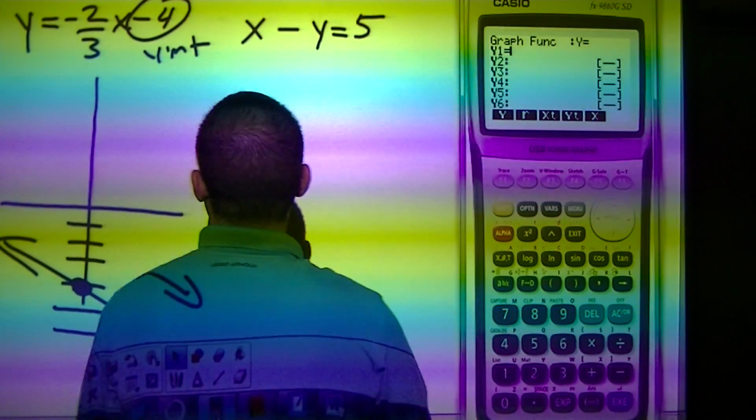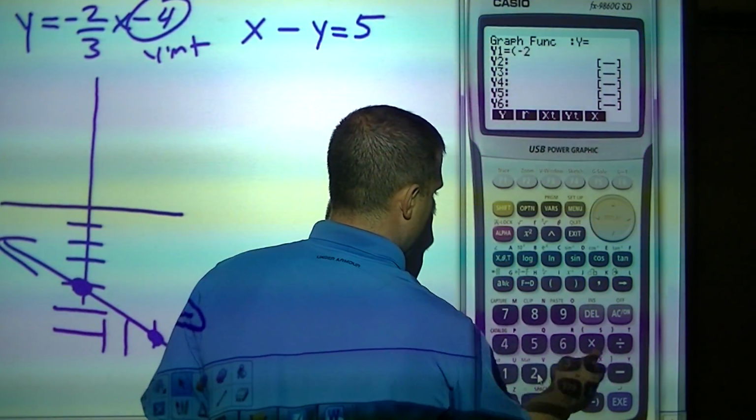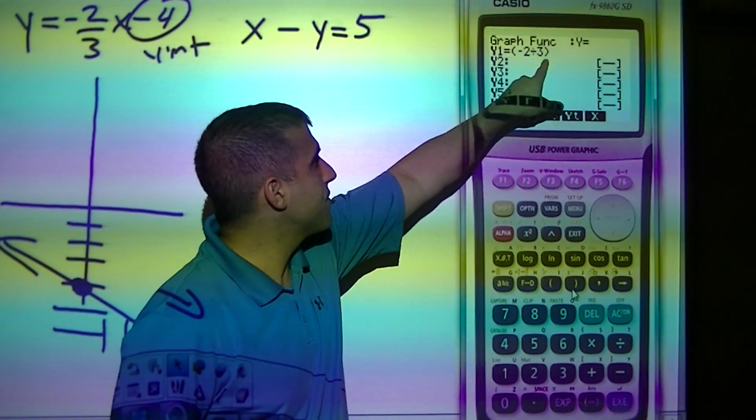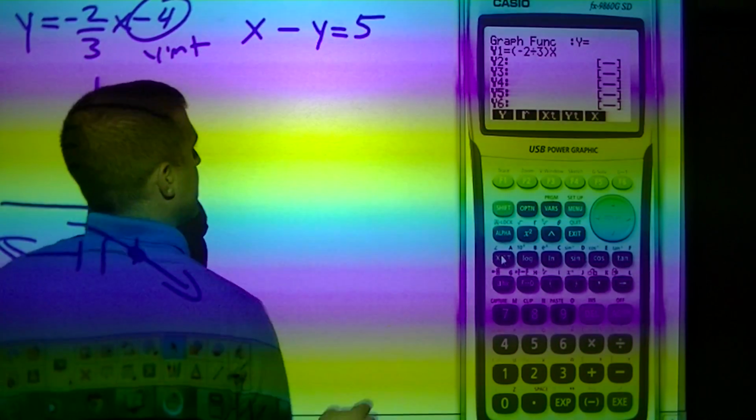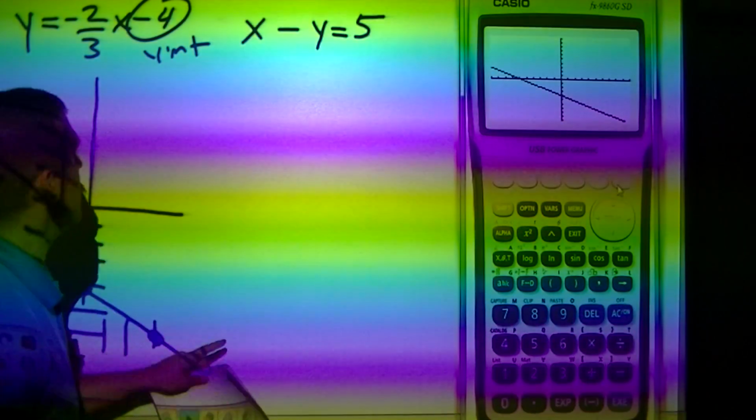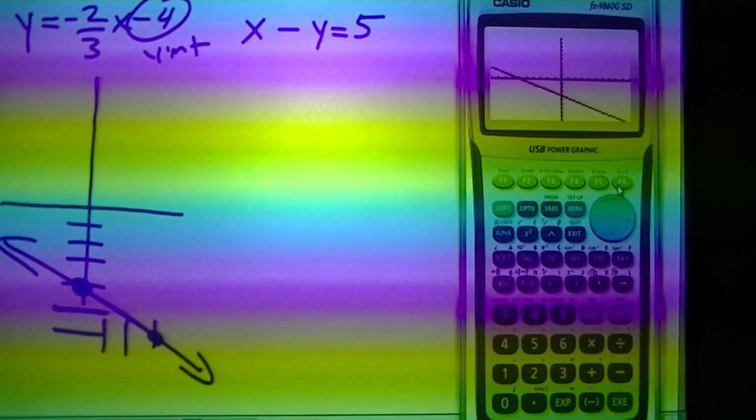All right? So the way I graph that, I do negative 2 divided by 3. Notice the fraction. I type parentheses, negative 2 divided by 3, I close that. Then I put the x outside, minus 4. And I'm going to draw. Yep. That looks just like my result there.